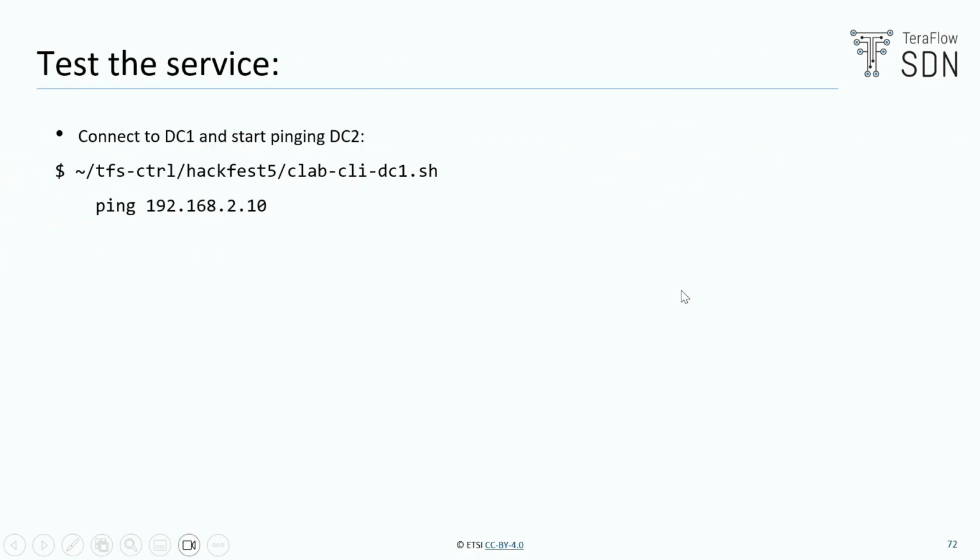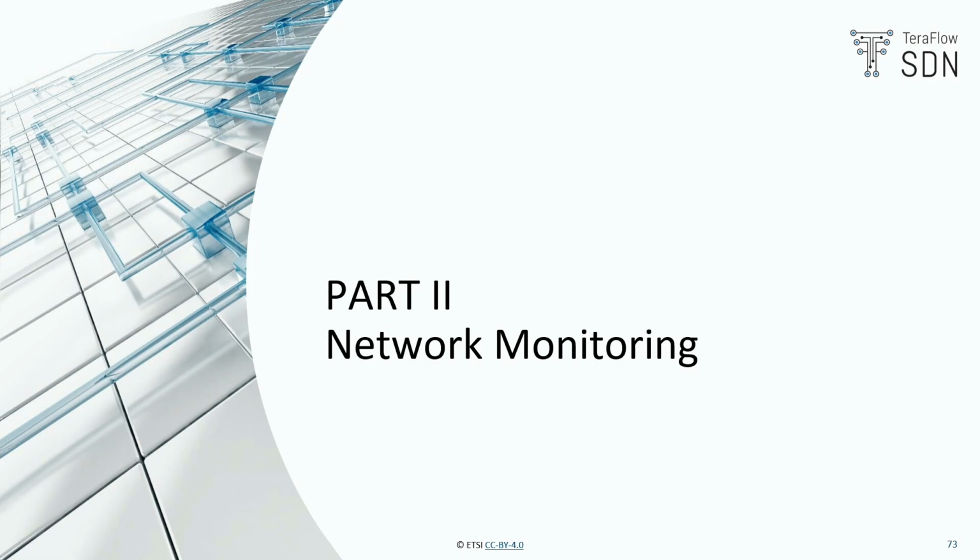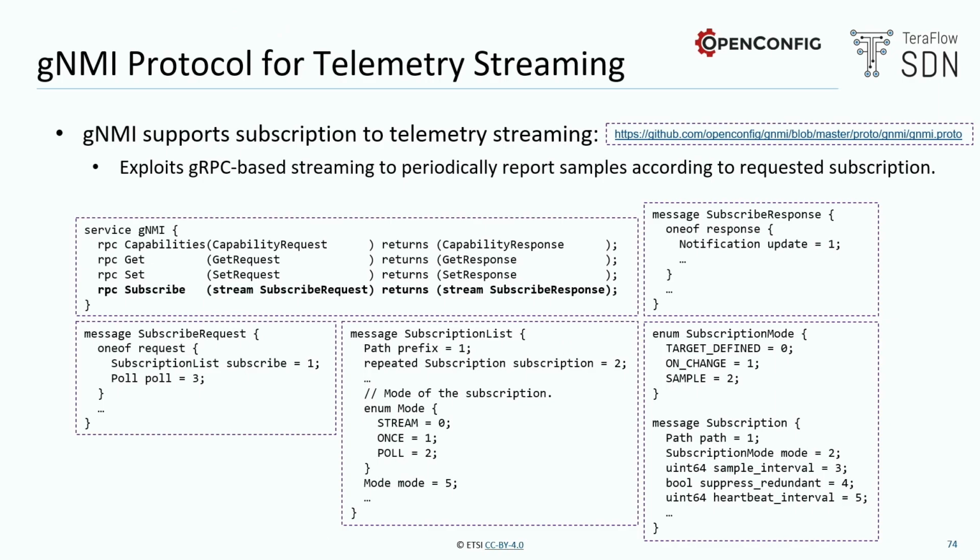That's it. Test the service, we did it. And that leads me to the last part, that is on network monitoring. For network monitoring, the idea here is that we can also use the gNMI protocol for telemetry streaming. That means we can use the method Subscribe, so that we provide as parameter the subscription request, and then we get a stream of subscription responses.